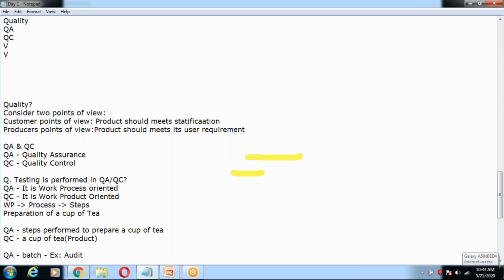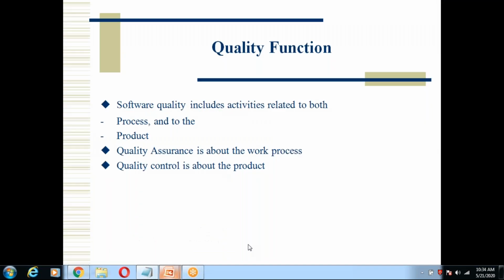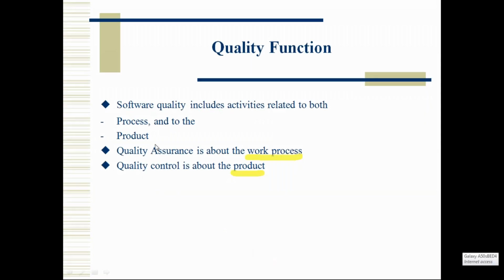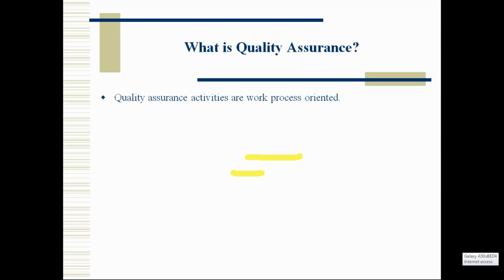Very simple. Clear? And then QC, quality control. What is quality control? Example is testing activity. Correct. So this is about the QA and QC. So quickly, we'll start with this. You know, the quality assurance, it is work process oriented. Quality control, it is work product oriented. Perfectly right. Understand this. Now, quality assurance activities are work process oriented.